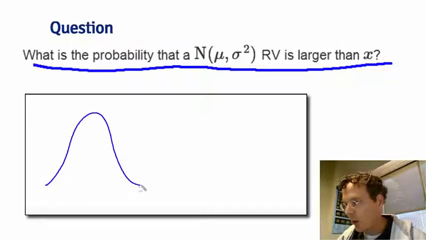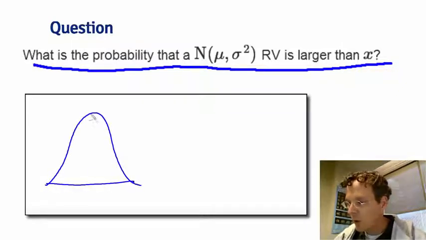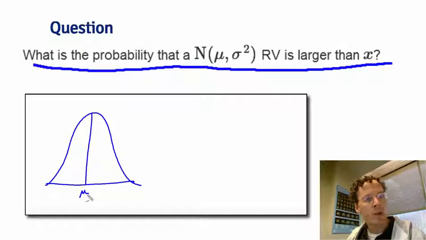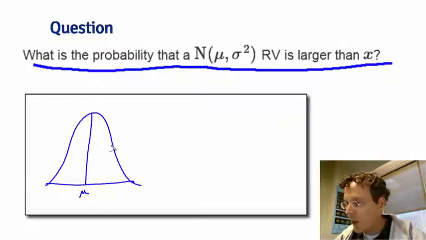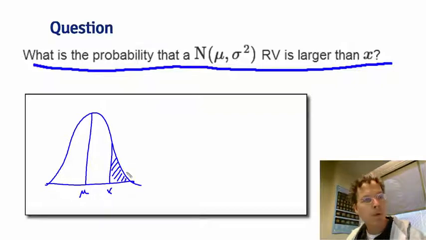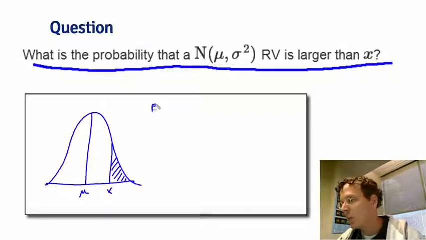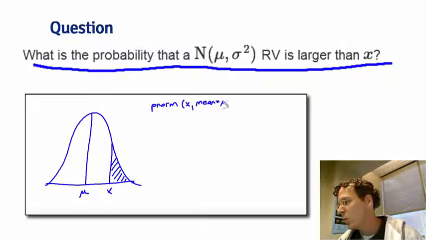So take our normal distribution that's non-standard, so it's centered at mu, and the width is governed by the variable sigma squared, and take a point x. We'd want to know what's this area right here. So in R, we could just do pnorm x, mean equals mu, standard deviation equals sigma.